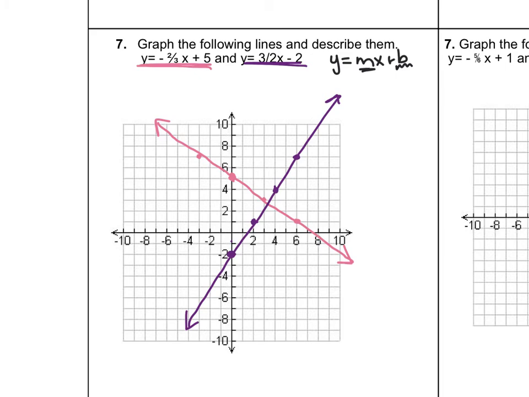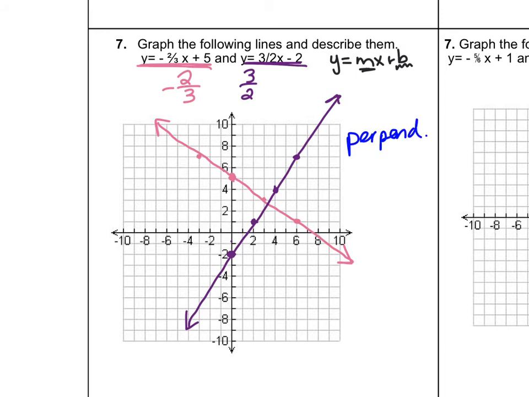And then take a second and look at your slopes. Okay, so we have a negative 2/3, and then we also have 3 over 2. Okay. Remember, anytime we have a slope that is the opposite, so this one's negative, this one's positive, a reciprocal, so these are actually the flipped versions of one another, these lines are going to be perpendicular.